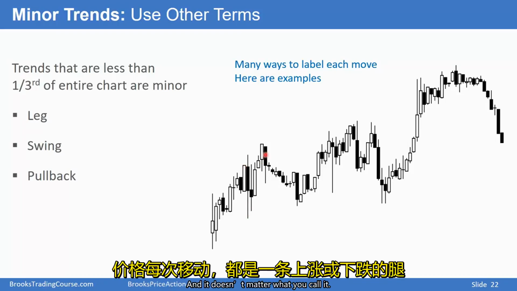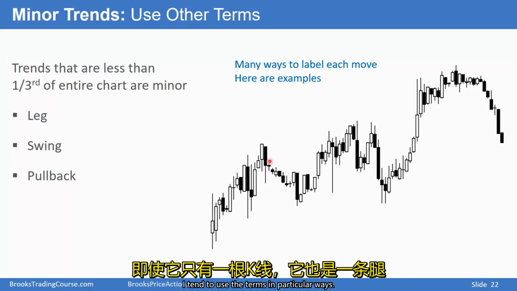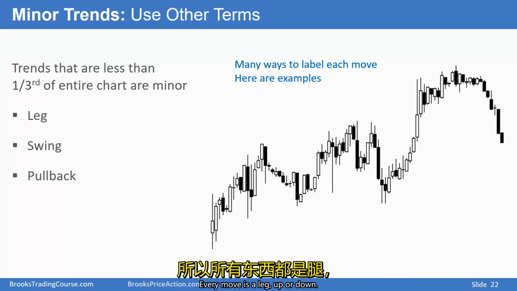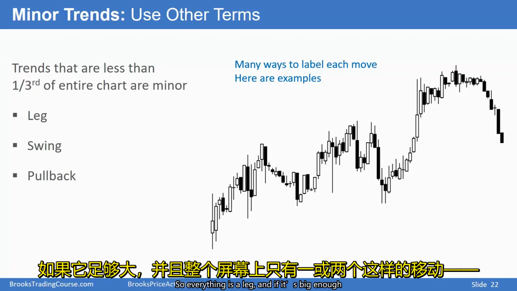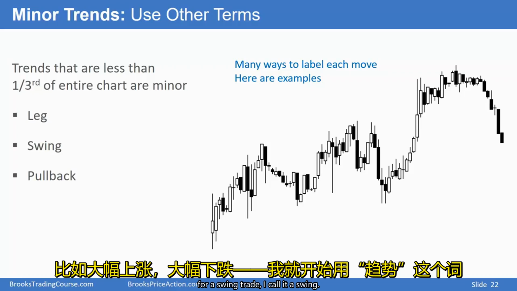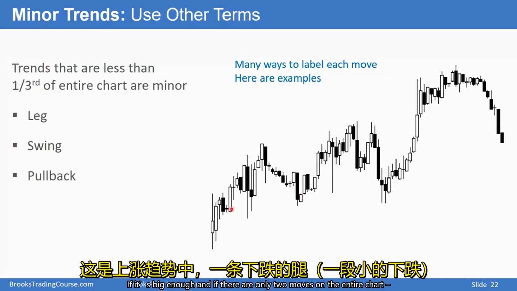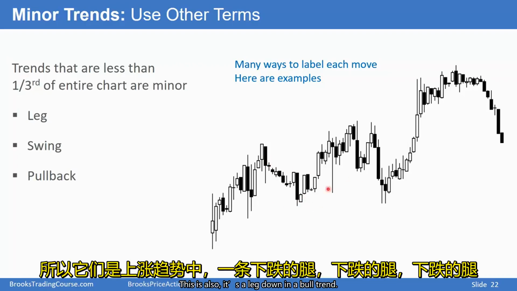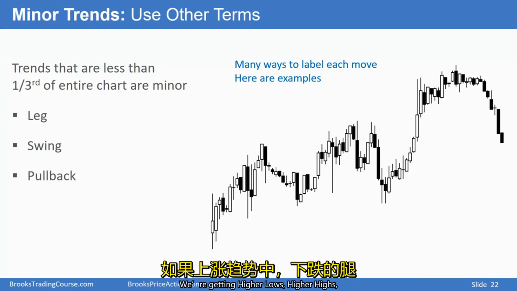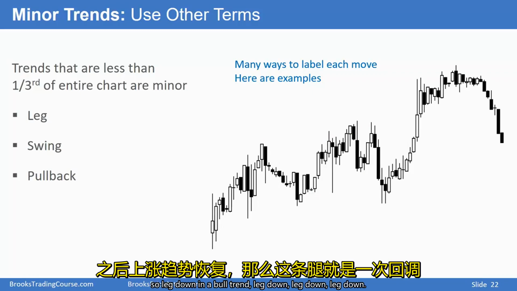Every move is a leg. Up or down, small, even if it's only 1 bar, it's a leg. So everything is a leg. And if it's big enough for a swing trade, I call it a swing. If it's big enough, and if there are only 2 moves on the entire chart, so like big up, big down, I call it a trend. This is also a leg down in a bull trend. You're getting higher lows, higher highs. So a leg down in a bull trend, leg down, leg down, leg down. And anytime you have a leg down in a bull trend and the trend resumes, that leg is also a pullback.